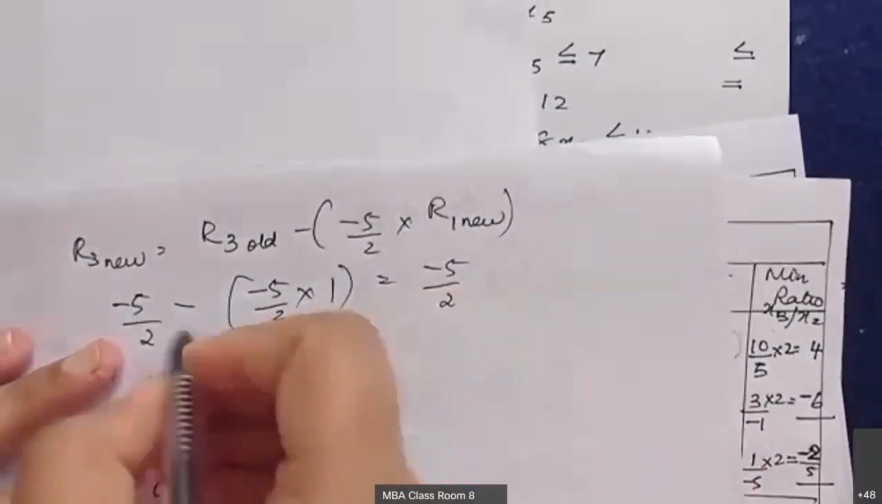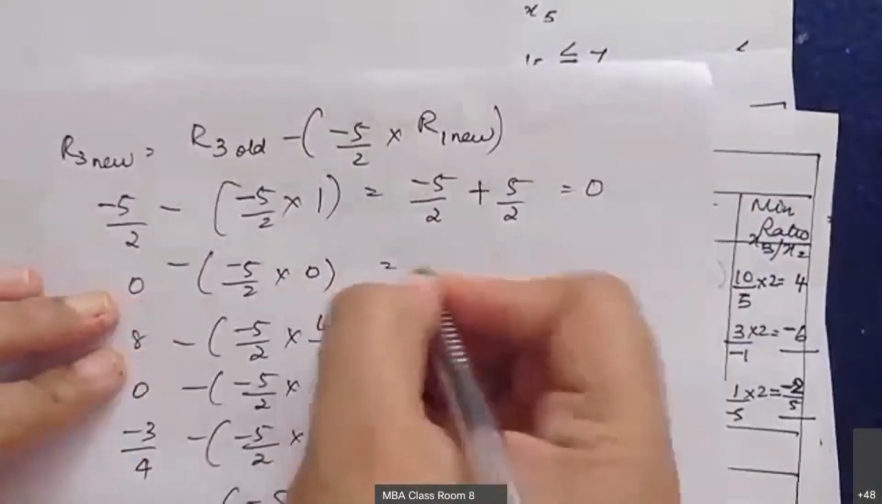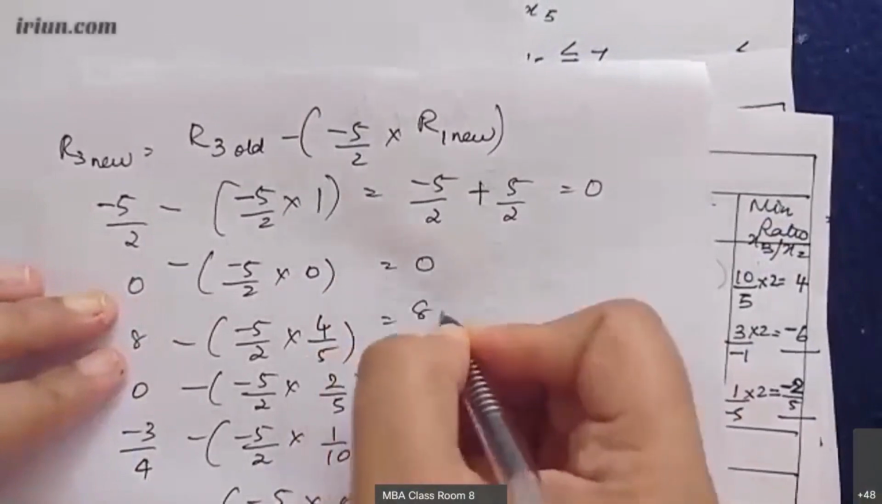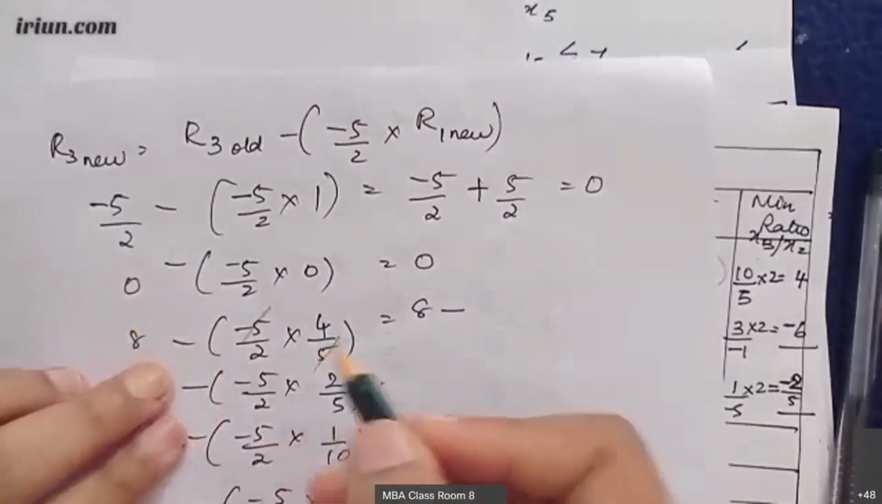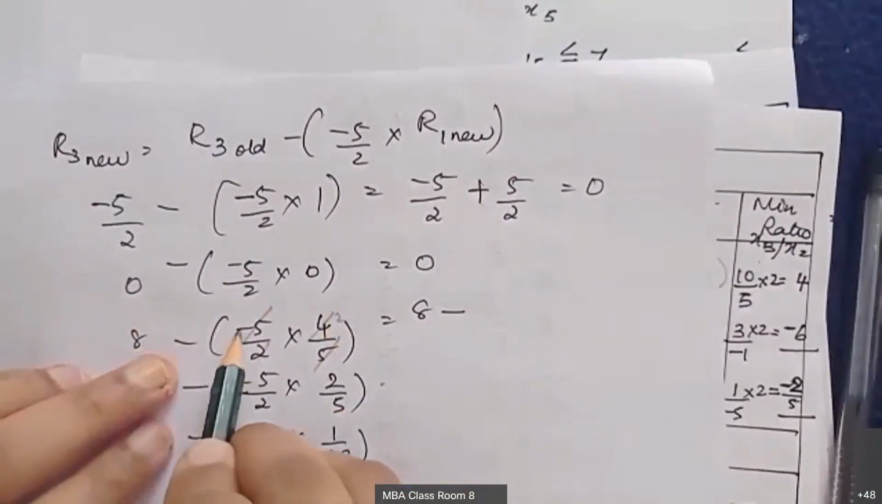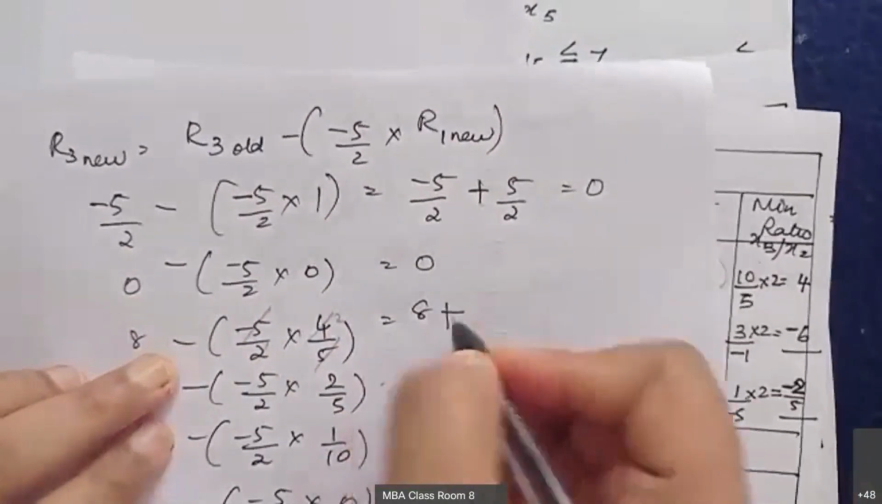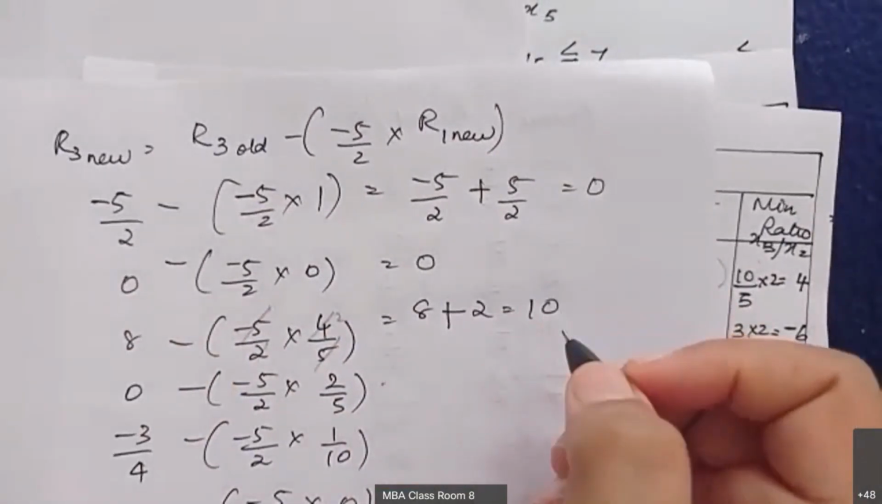Okay. So here we have minus 5 by 2, minus and minus, it becomes plus 5 by 2, which is 0. Next one, 0 minus 0, which is 0. Here I have 8 minus, over here 5 and 5 cancelled. Here I have 2. Negative into negative, it becomes positive. So positive 2, which is 10.